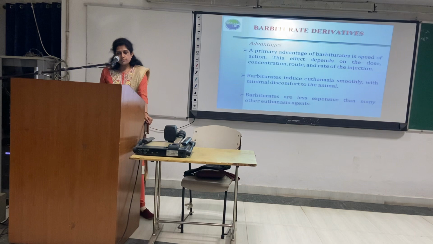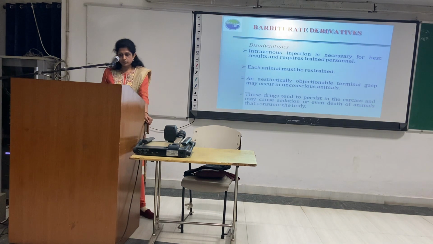The advantages of barbiturate derivatives are: the primary advantage of barbiturates is speed of action. This effect depends on the dose, concentration, route and rate of the injection. Barbiturates induce euthanasia smoothly with minimal discomfort to the animal. They are less expensive than many other euthanasia agents.